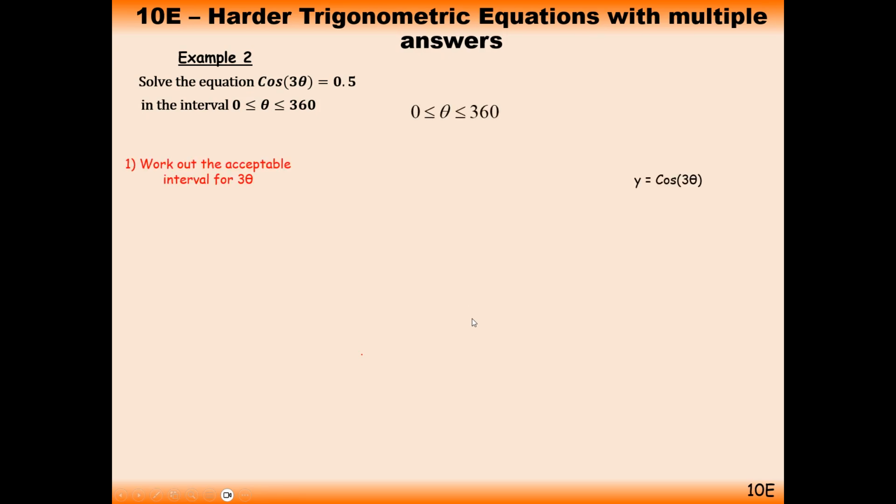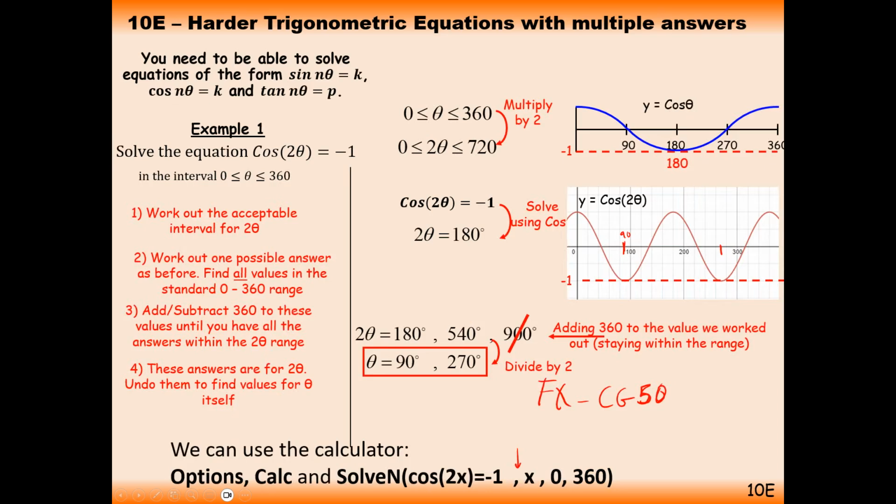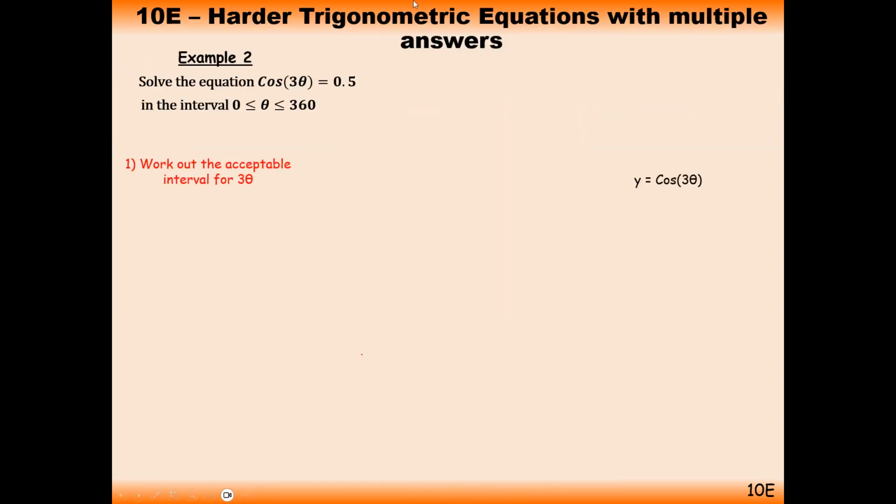So once more, in this question, we have 3 theta in our work. 3 theta is inside the bracket. So the very first step you need to do is say, I need to triple my 360.